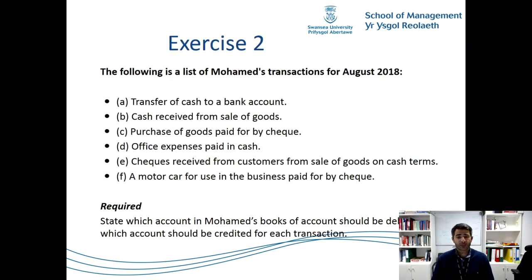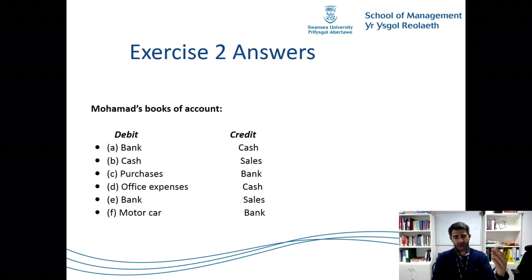This is exercise 1. Exercise 2 is for transactions for Muhammad. We did do D and E in mistake, but let's start with the first one. Transfer of cash to a bank. Muhammad transferred money from cash to a bank, right? So in this case, bank up and cash down. Bank, if up, should be debit because money in, and cash, if down, should be credit because it's money out.